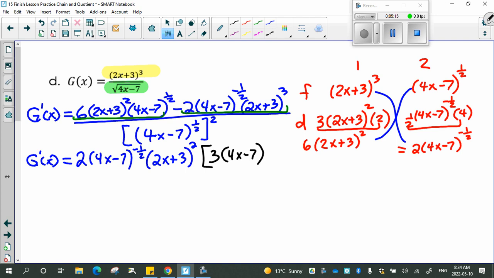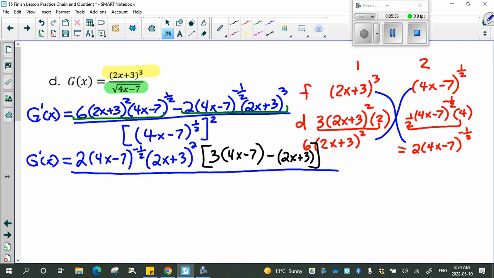Now I'm going to divide the second green chunk by the greatest common factor. So negative 2 divided by 2 is just negative 1. And 4x minus 7 to the negative 1/2 divides out. 2x plus 3 cubed divided by 2x plus 3 squared is just 2x plus 3. Make sure you have those brackets. And then don't forget all over.